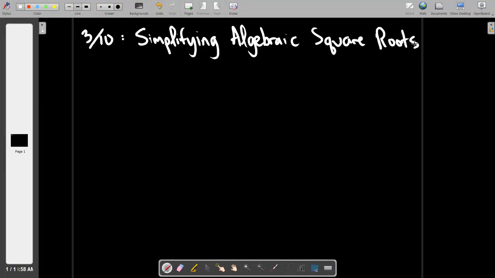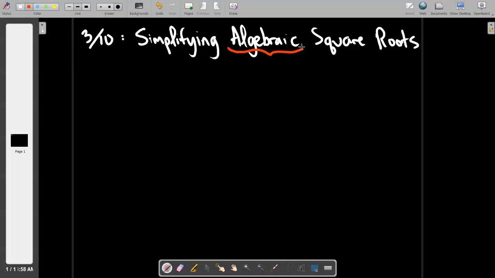Simplifying algebraic square roots. And so if you went back in time, like, I don't know, 48 hours, or what's today, Thursday, maybe 72 hours. Whenever it was that we first learned this, you could look at your notes and you would see that those notes started with simplifying square roots. I added a word today, and the word is algebraic.